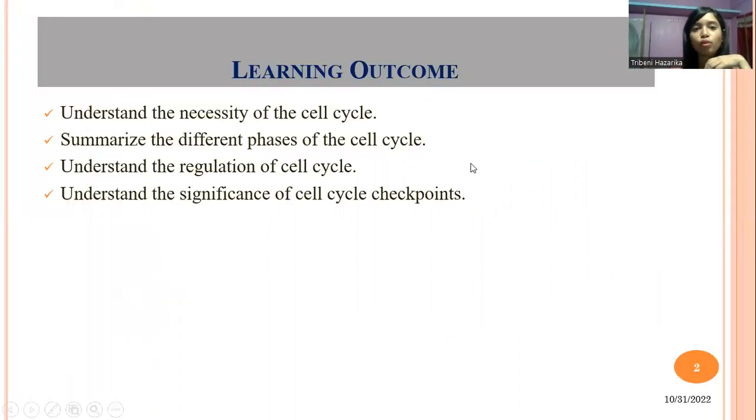So, before going to the topic in detail, let us first know the learning outcome of the topic. There are different aspects of the cell cycle which will help us in many ways. First of all, it will help us to understand the necessity of the cell cycle, then to summarize the different phases of the cell cycle, then to understand the regulation of the cell cycle, and to understand the significance of the cell cycle and checkpoints.